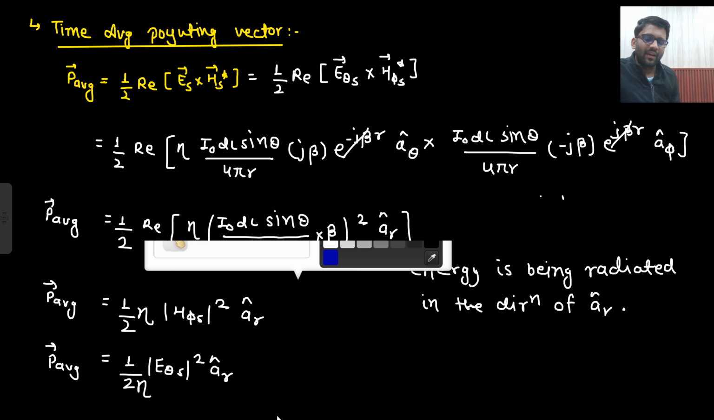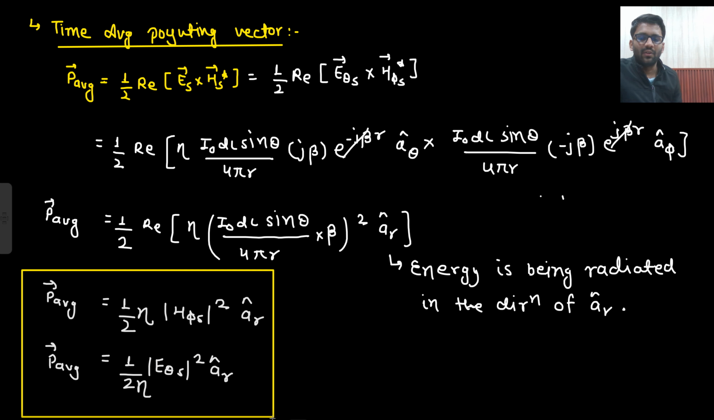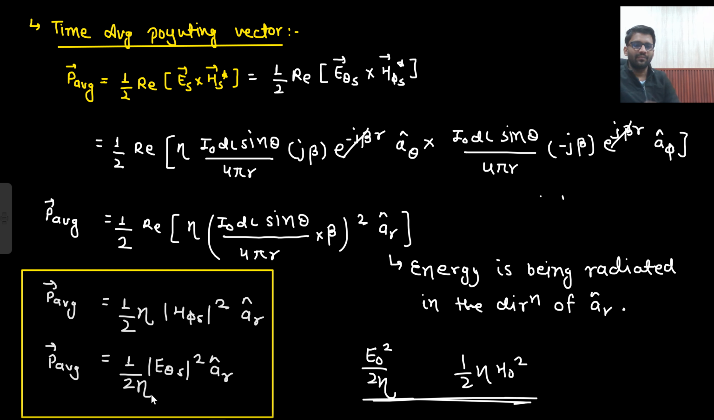And these are the same as what we have studied in our EM wave. In our EM wave, what do we study? E naught square by 2 eta, right? And what do we study? 1 by 2 eta into h naught square. Isn't it the same? They are the same only, right? E naught square by 2 eta, h naught square into 1 by 2 eta. So this is what we study in our EM wave, and here we got this expression.